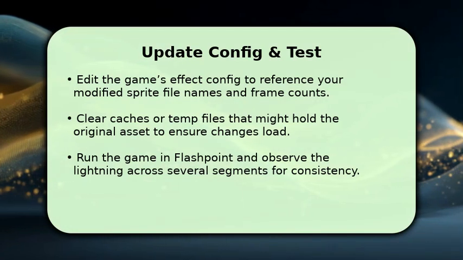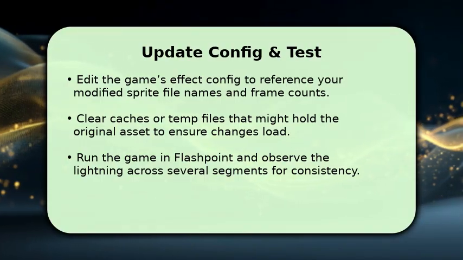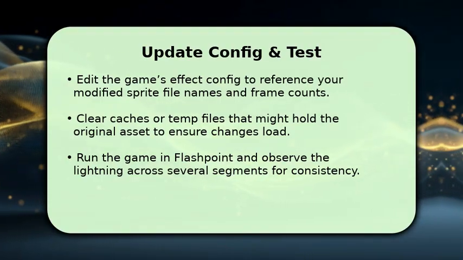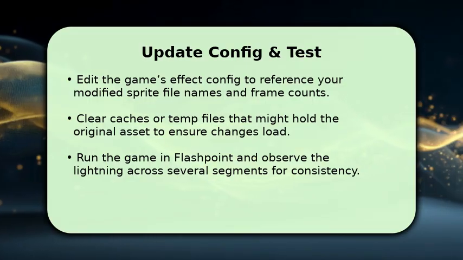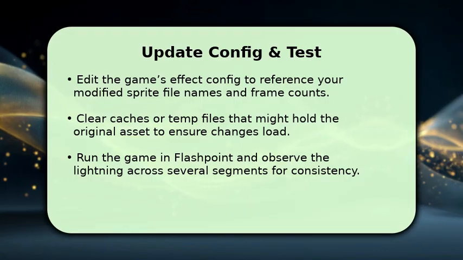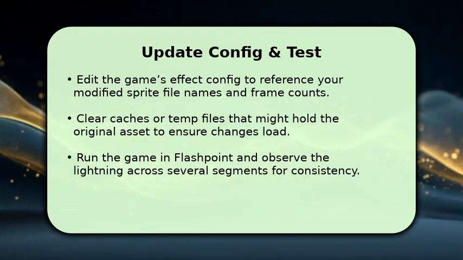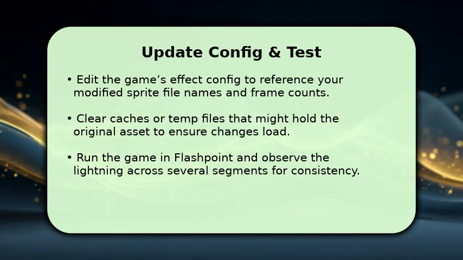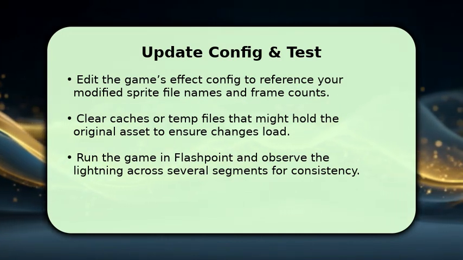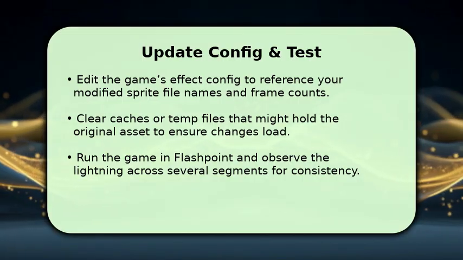Open the game's config or JSON that defines effects and point it to your new sprite file and frame count. If the platform caches assets, clear any cache or restart Flashpoint to force the engine to load your edited files. Launch the game and trigger the lightning effect in multiple scenes to check color flow and timing. Tweak frames, palette, or config values until the rainbow lightning appears consistent and satisfying.